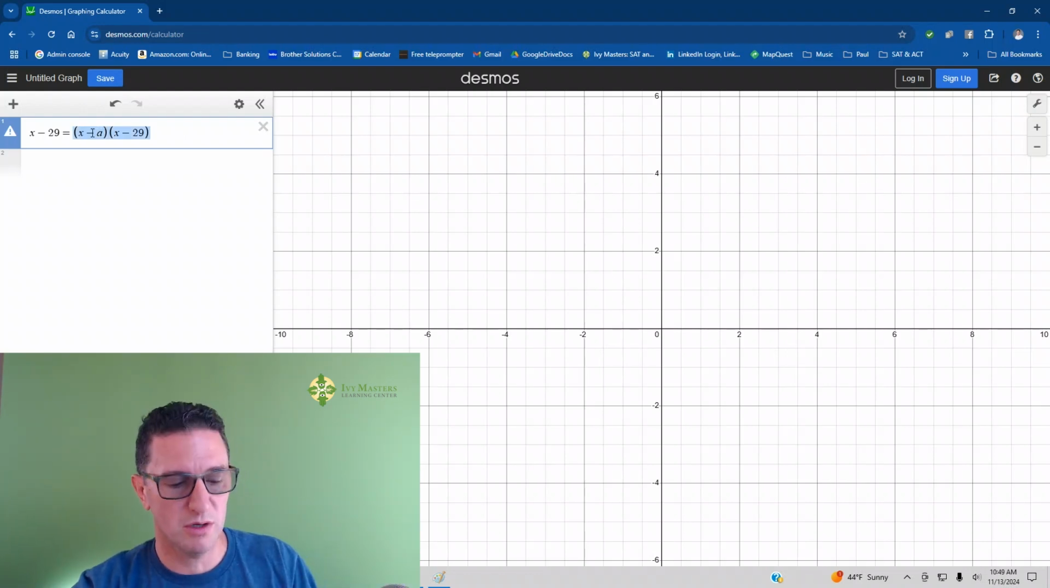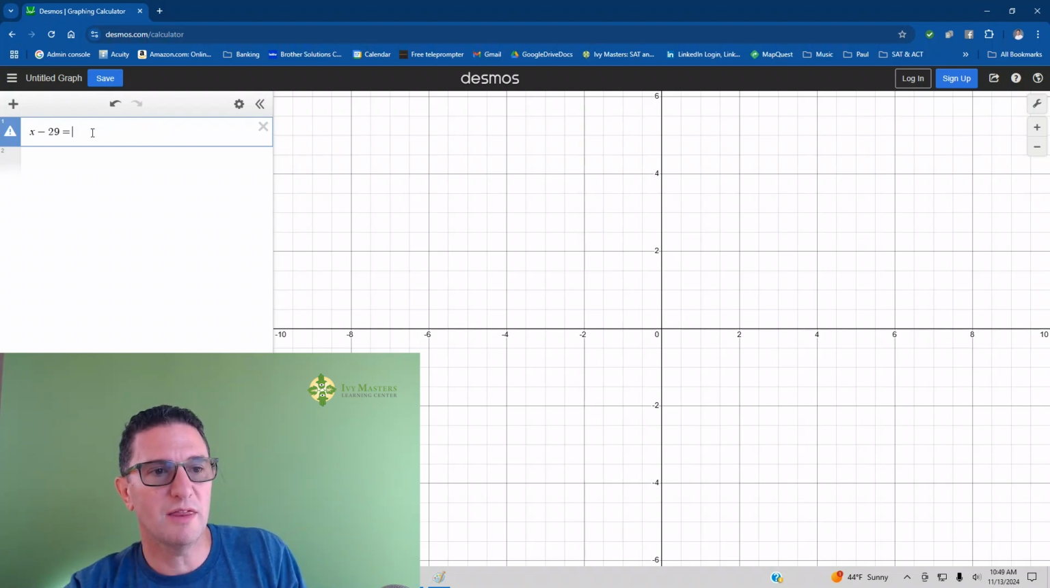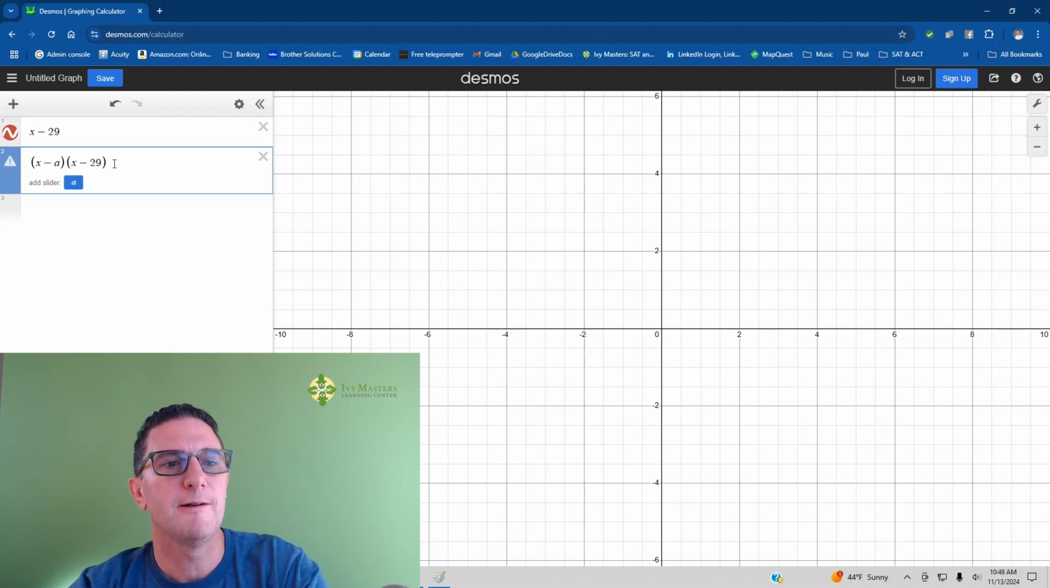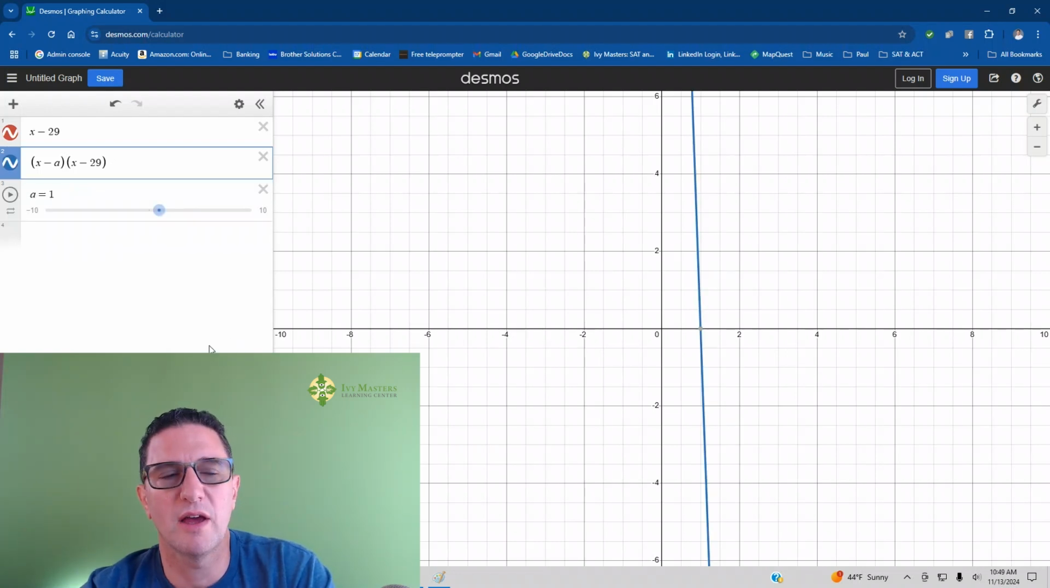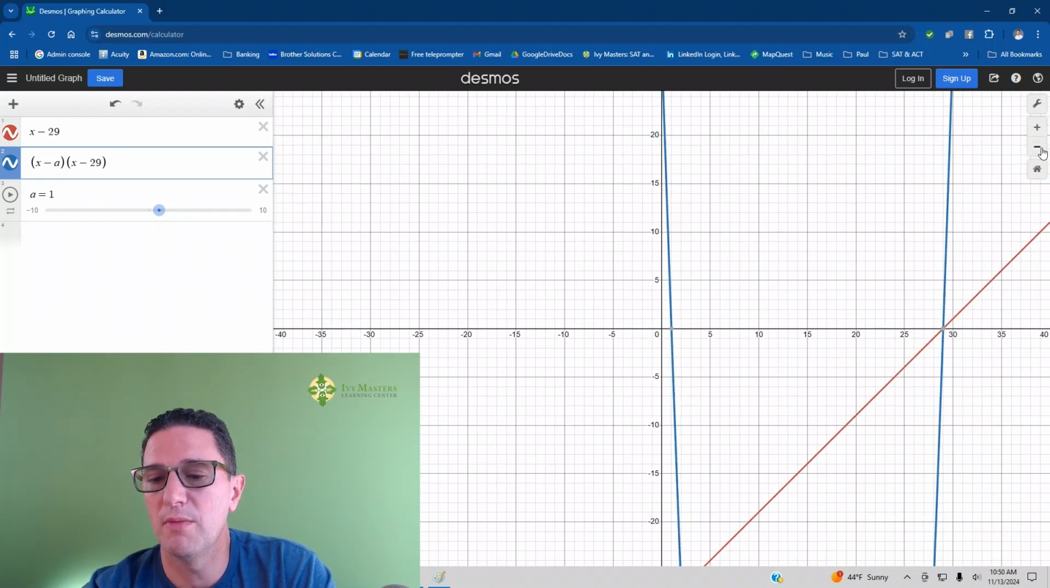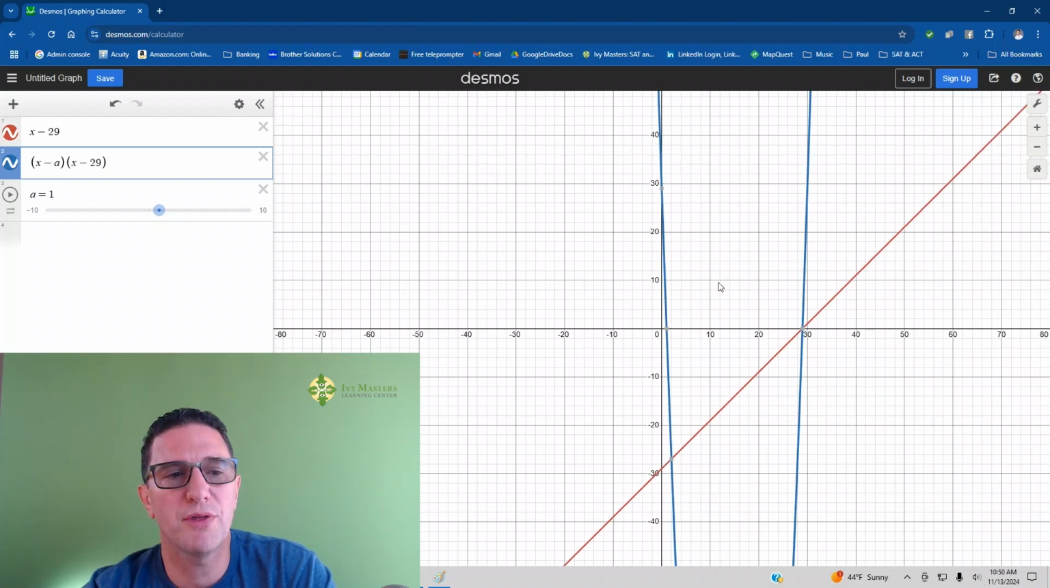So what I'm going to do is cut that, get rid of my equal sign, and paste it here. And it gives me a slider, so I'm going to put that slider in. All I see is one line, though. I should see two. I've got a red and blue, so we've got to zoom out until we see two. Boom, now we see two. But I don't see both intersection points.